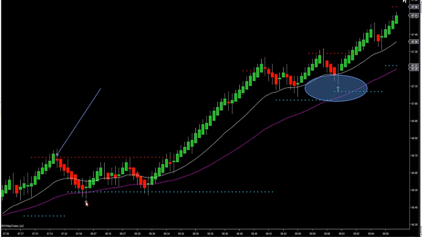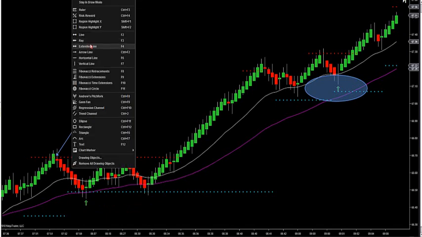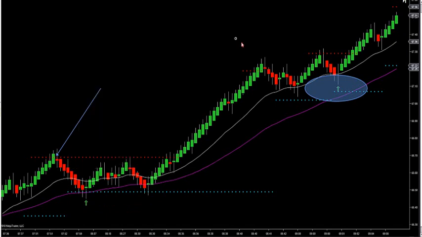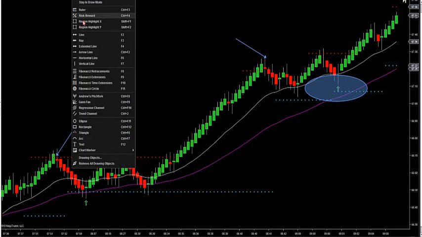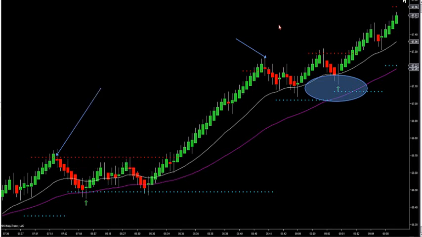Look what happens. Comes down to my symmetry dots. We get the arrow. Symmetry does not get closed below. There's your arrow. There's your entry. The next one is here. That's your first 5 Symm. I mean 9 Symm pause. Look at the retracement. Came within 2 ticks of symmetry dots. Market explodes.